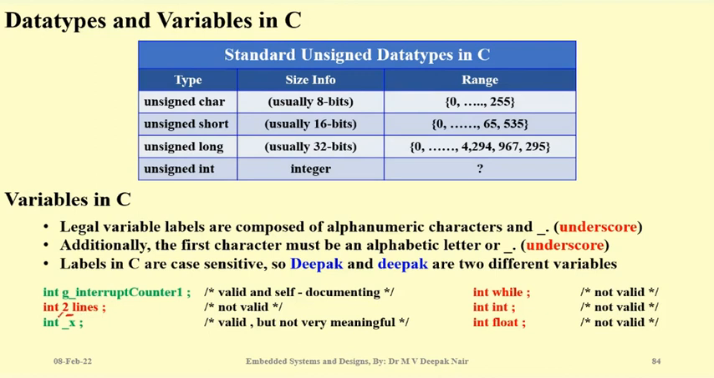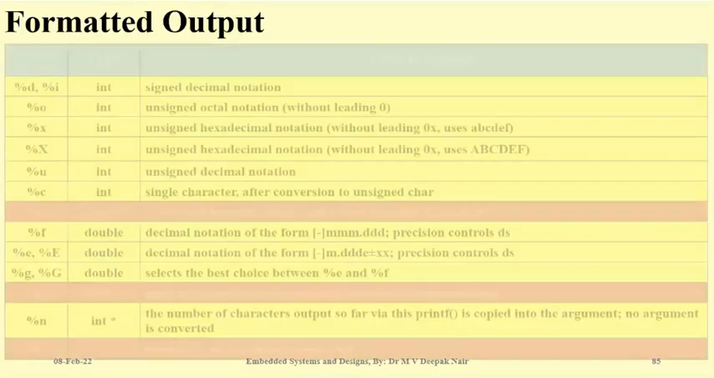For example, int 2 lines with a space is not allowed. First, why? You are starting with a digit. Second, you are using a space between two characters. Underscore x is allowed, because underscore is allowed in C. int while and int float are not allowed because you are using keywords. I believe you all know these basic fundamentals. Using keywords as a variable name is not allowed. These are the basic fundamentals of defining variables in C.